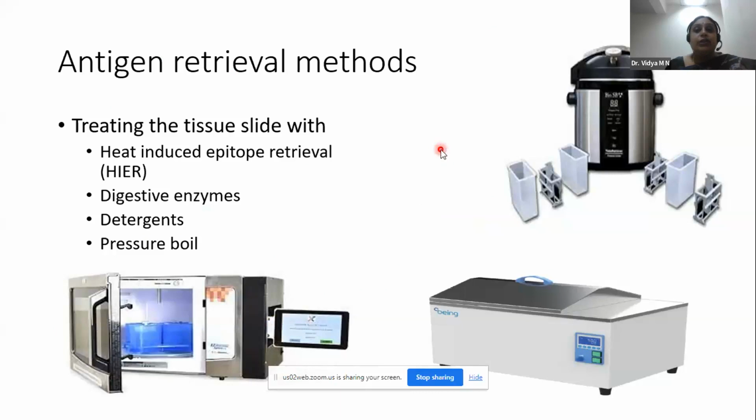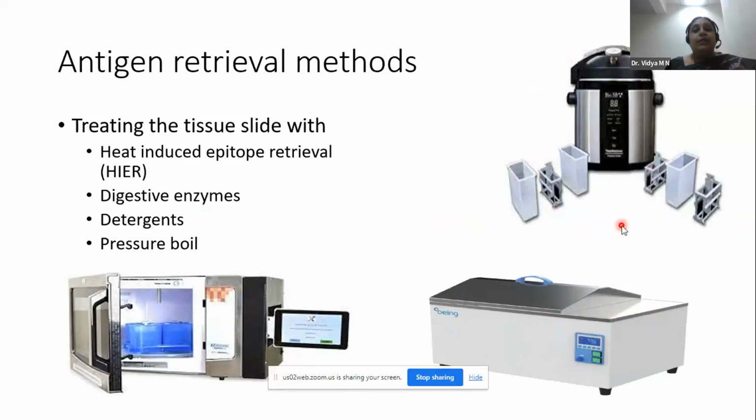But earlier, the antigen retrieval methods were like pressure cookers, microwaves, and water baths. Even now, I would recommend that when you are a starting lab, you could go slow instead of directly jumping to automated equipment. You can go in for these antigen retrieval methods, which can be used with just the help of a simple water bath or a commercially available pressure cooker.